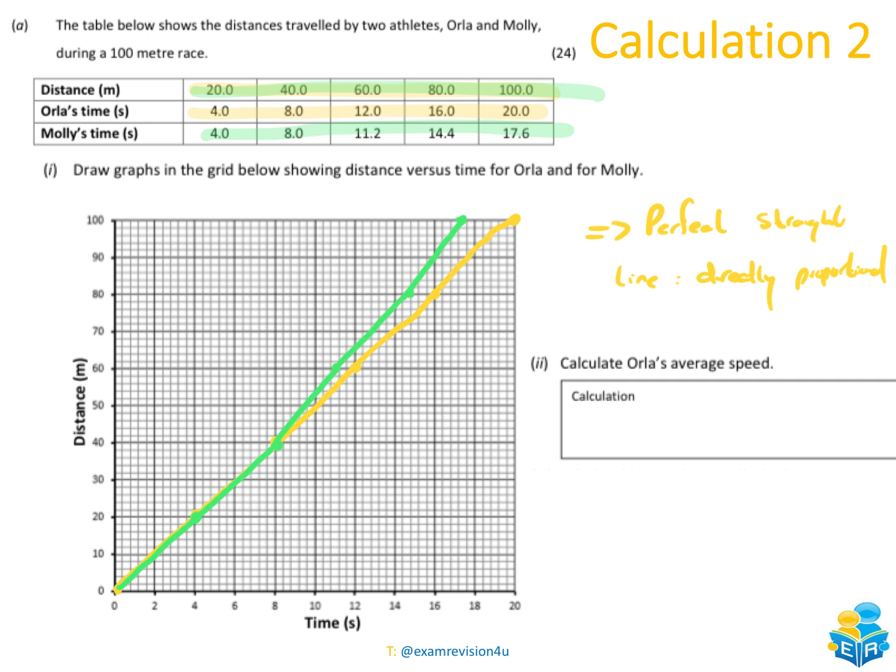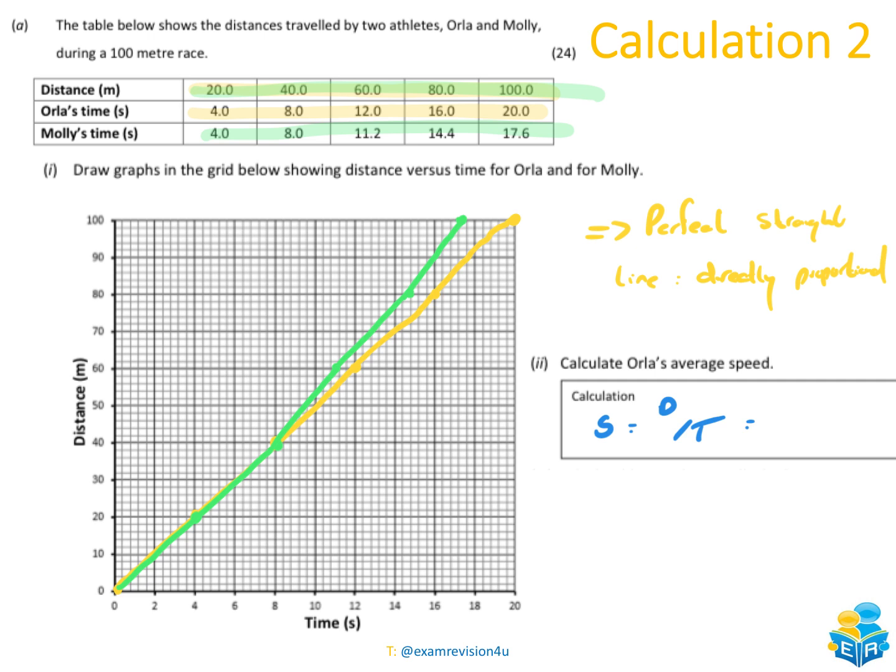Calculate Orla's average speed. So again, for speed, that's the distance over the time. What is our distance? What is our time? You actually have loads of different options here. So for Orla, there's a distance and a time you could use. So 20 metres, 4 seconds, 40 metres, 8 seconds, 60 metres, 12 seconds. It doesn't matter which pair you use once you're taking it from the same reading. Okay, so it's 40 metres at 8 seconds, 60 metres, 12 seconds. You can't combine the 40 metres and 12 seconds. Okay, they were different points in time. You have to pick the same ones.